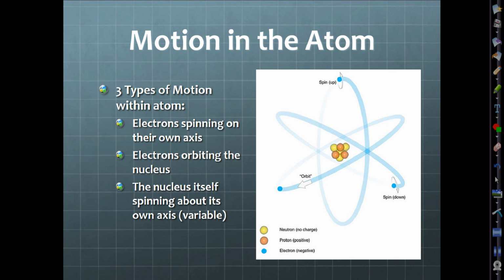So there's a lot of motion going on in this atom. We have three types within the atom. Your electron is spinning on its own axis, because it has a charge. The electrons also orbit the nucleus in specific energy levels. So remember that binding energy. The binding energy is the highest in the K shell, which is closest to the nucleus, because the nucleus has that strong positive attraction. But then it gets less and less as you go further out: K, L, M, N, O, P. Remember all that stuff?